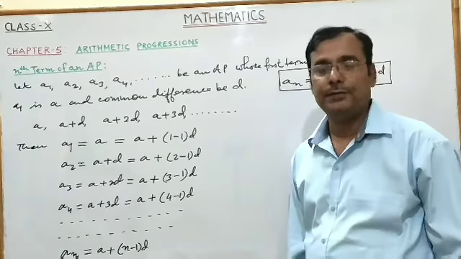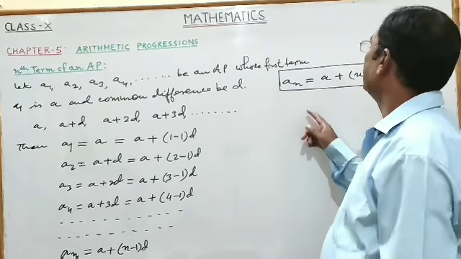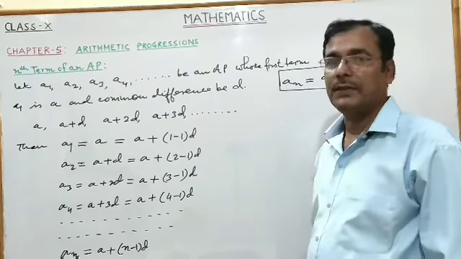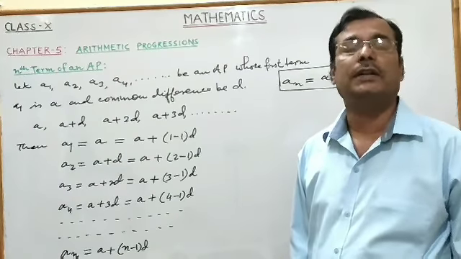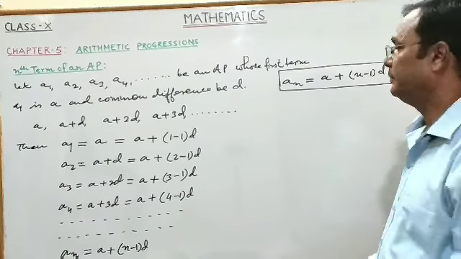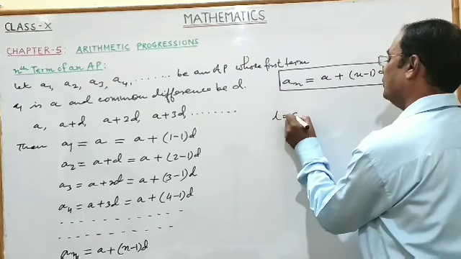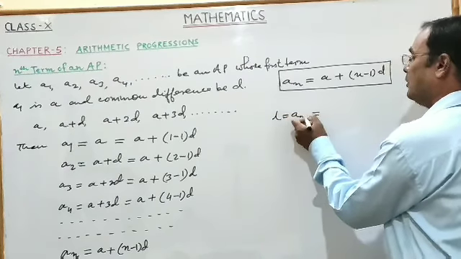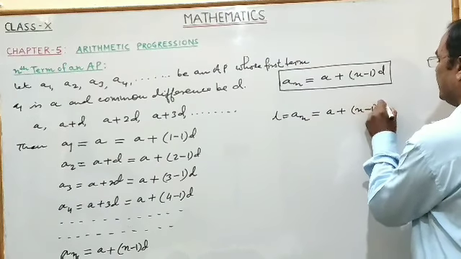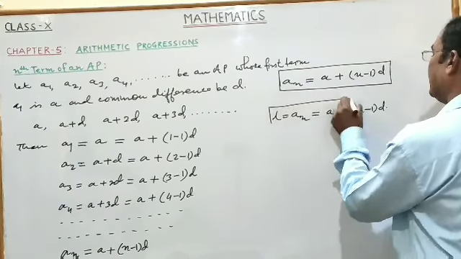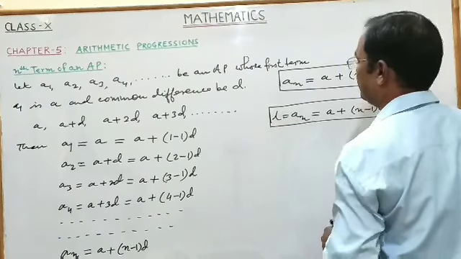In an AP, if there are n terms, then An also denotes the last term of the arithmetic progression, which is sometimes also denoted by L. So we can say L equal to nth term An equal to A plus n minus 1 into D if there are n terms in the arithmetic progression.